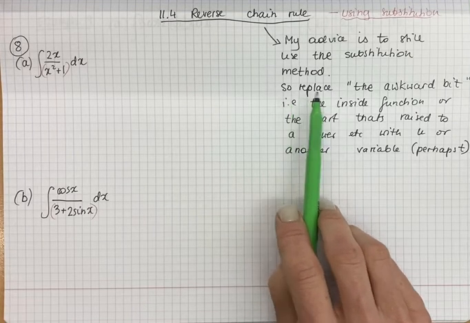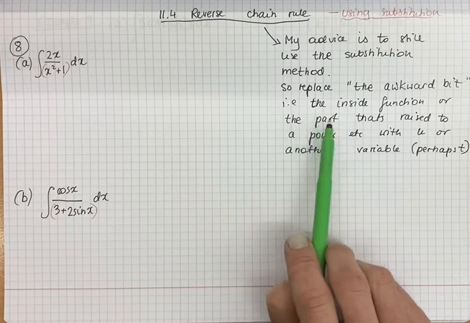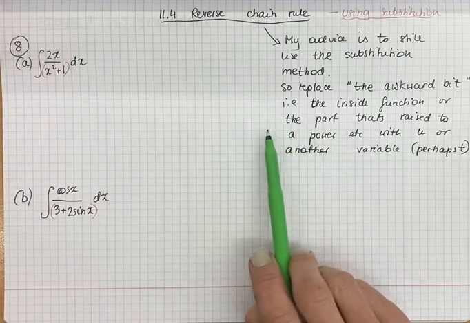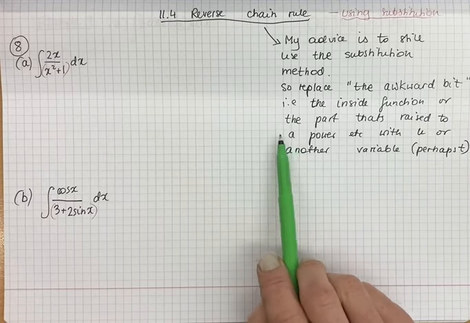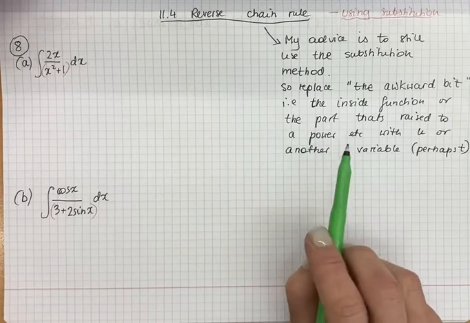But I would always replace the awkward bit with a substitution, and so the inside function, that's normally, or if there seems to be two brackets, the bracket that gets higher power or more awkward power. Okay, so we are going to use substitution.